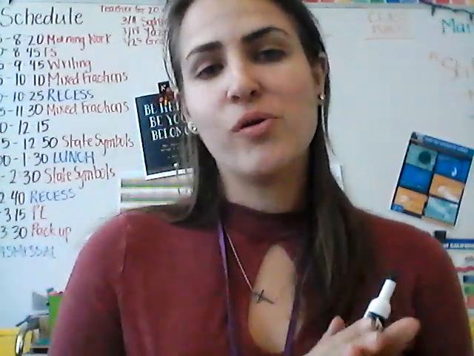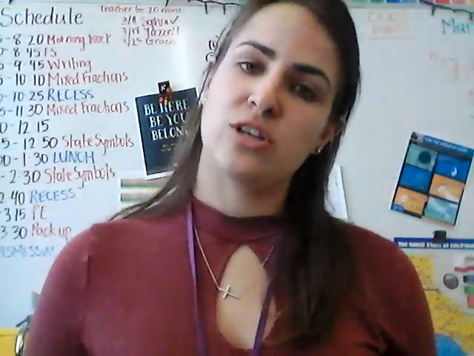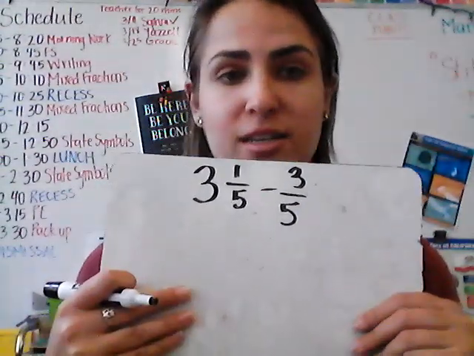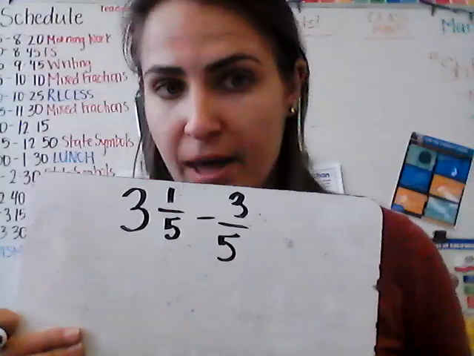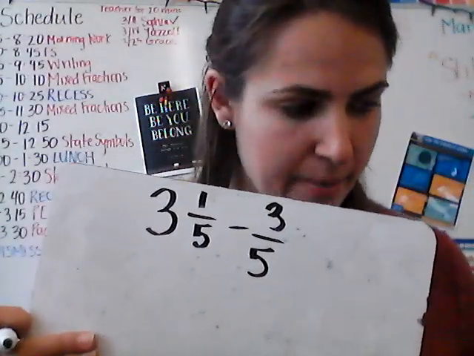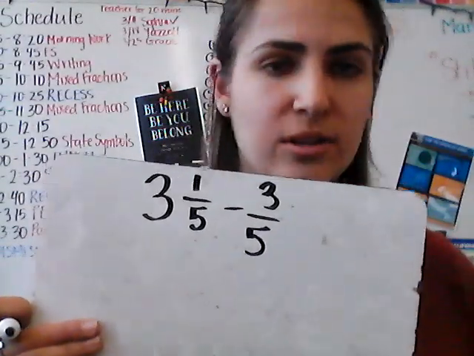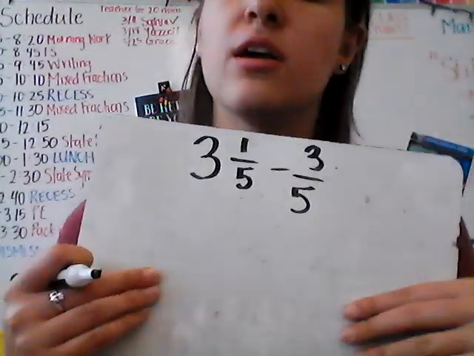Right now we're going to go over math lesson 532, which is on subtracting fractions from mixed numbers. Right now I would like for you to write down this problem, 3 1/5 minus 3/5. Please keep in mind that this problem is in your packet. However, you can choose to solve it here with me or take a look at the question in your packet, whatever works best for you.